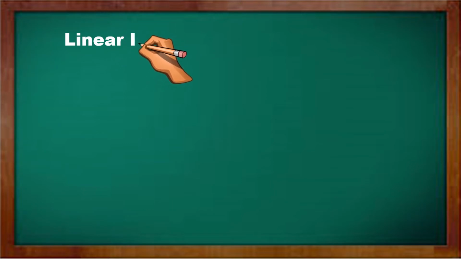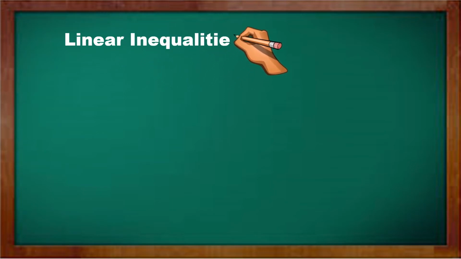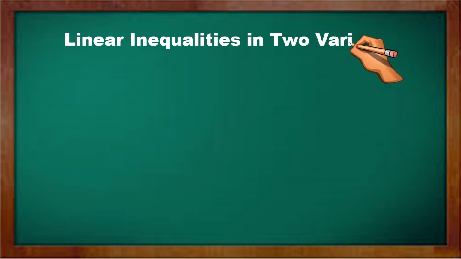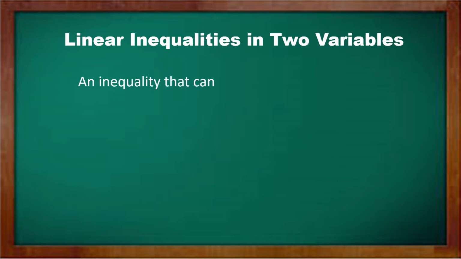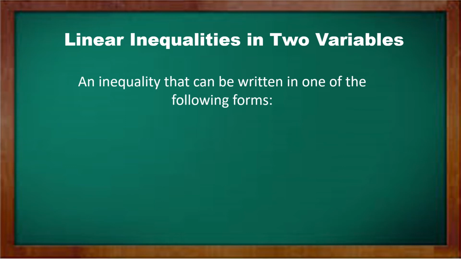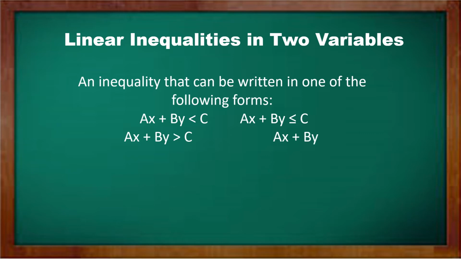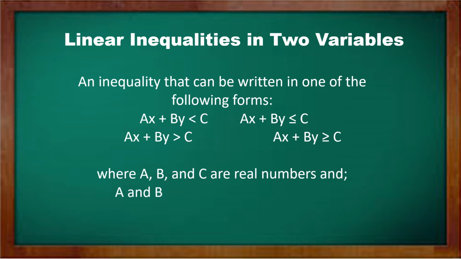Now this time, I am going to introduce to you linear inequalities in two variables before I proceed to discuss the steps of graphing them. What is this all about? Well, it is an inequality that can be written in one of the following forms: ax plus by less than c, ax plus by less than or equal to c, ax plus by greater than c, or ax plus by greater than or equal to c, where a, b, and c are real numbers and a and b are both not equal to 0.